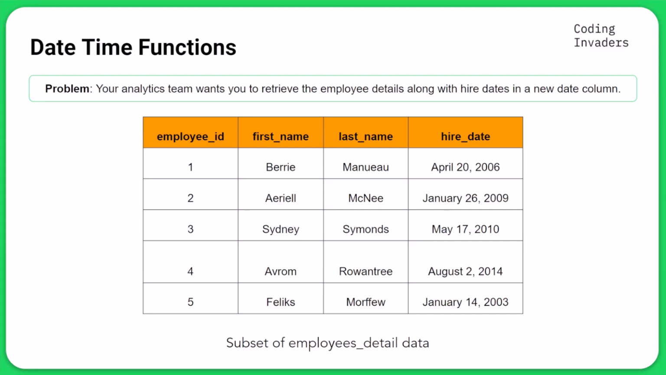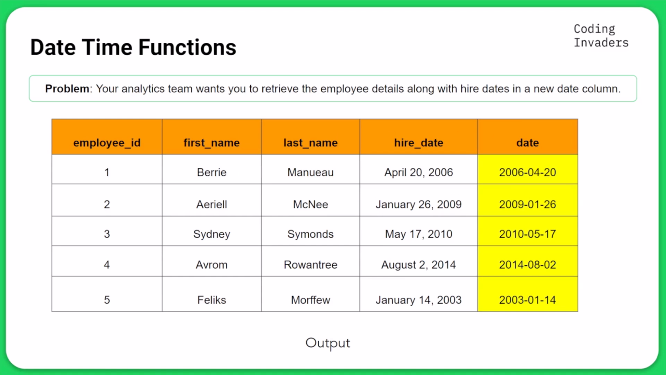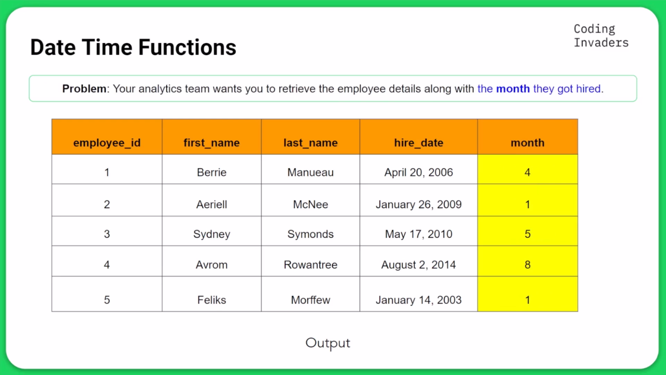Here are some of the columns and rows of the dataset. Now let's say your analytics team wants you to retrieve the employee details along with the hire date in a new date column. So depending on our requirement, we can return the hire date as shown in the table. We can simply use the date function. Within the date function, we can provide hire date as the column and it will return this date in a new column.